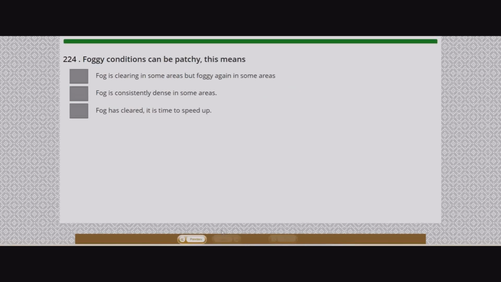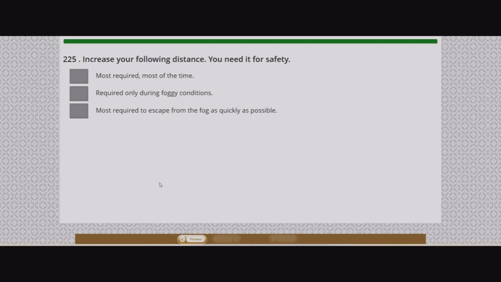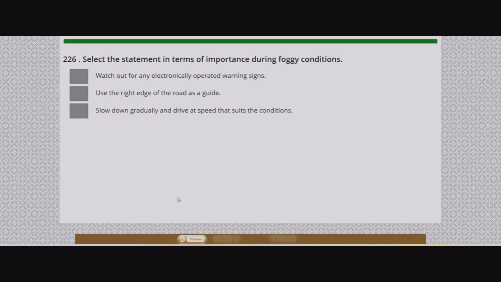If visibility is reduced by fog, be patient and avoid passing or crossing traffic. Foggy conditions can be patchy. This means fog is clearing in some areas but foggy again in some areas. Increase your following distance. You need it for safety. Most required most of the time. Select the statement in terms of importance during foggy conditions.